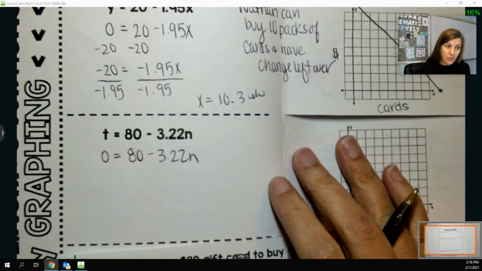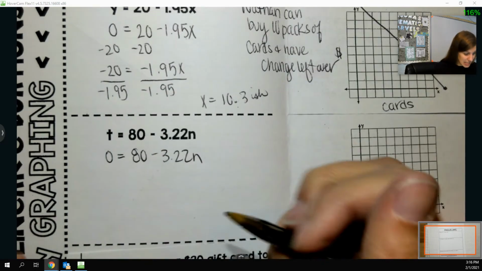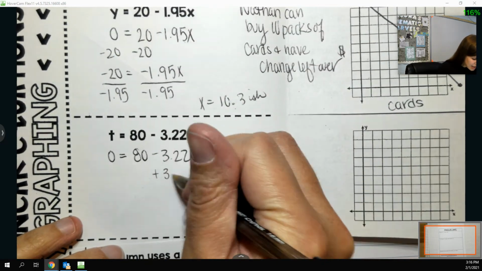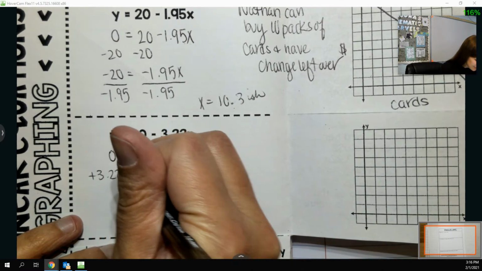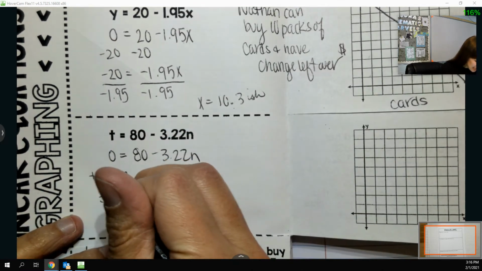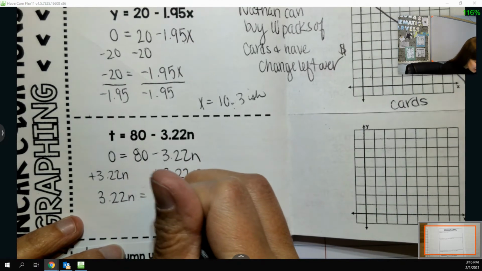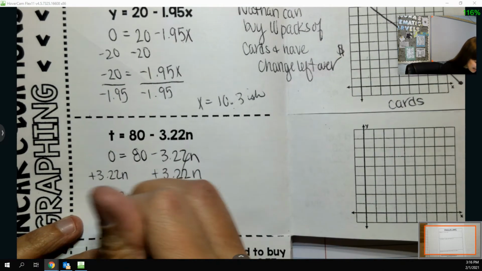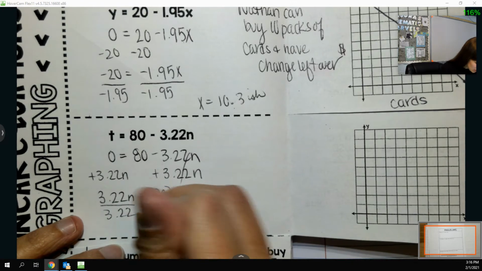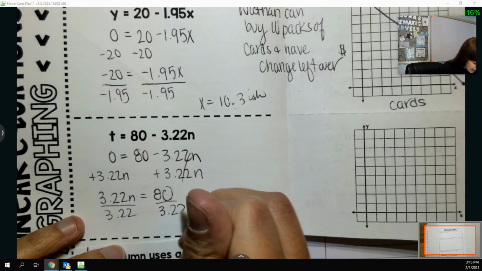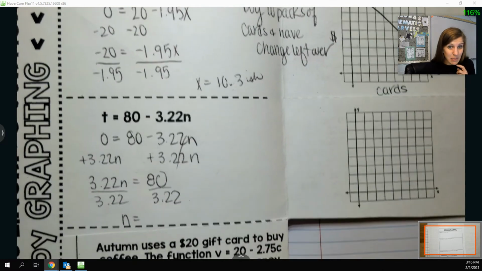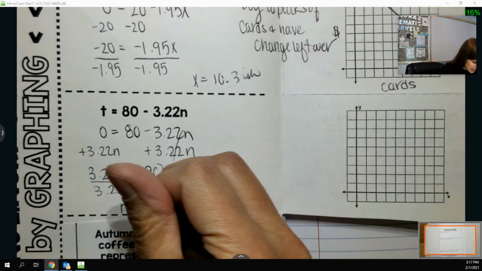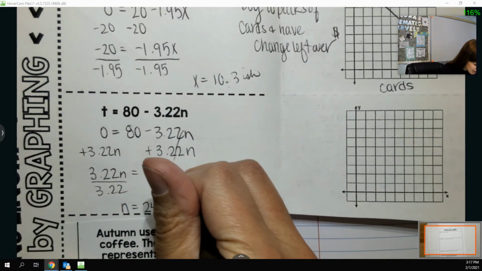And then to solve for n, we can do a lot like we did in the last one. But if you want to avoid the negatives, what I could do instead is add the 3.22n to the other side, because then that will be positive equals 80. And then divide by 3.22. Because I'm in decimal land, I'll just get my calculator and divide that, but it's definitely going to be positive, and it's going to be like 24.8-ish.